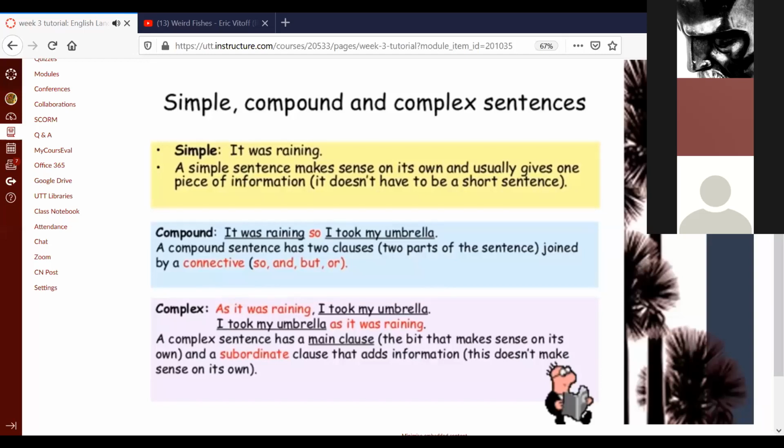The complex takes the dependent clause and the independent clause. Sometimes, if the dependent clause is first, it is usually joined to the independent clause with a comma. If the dependent clause is after the independent clause, you usually do not need punctuation.